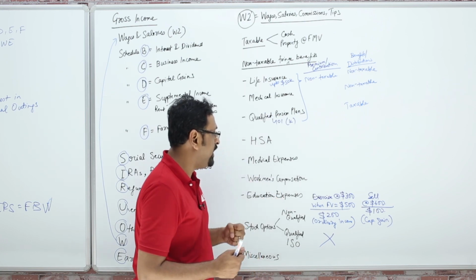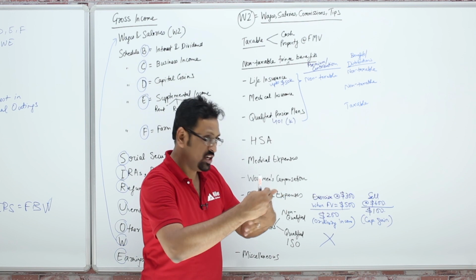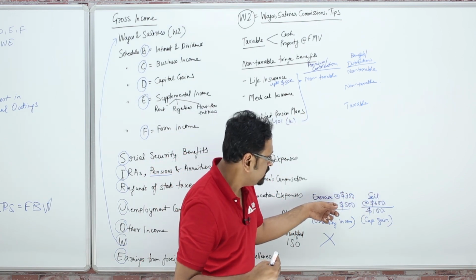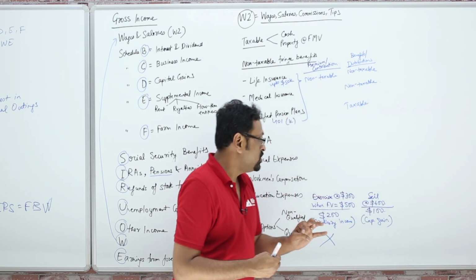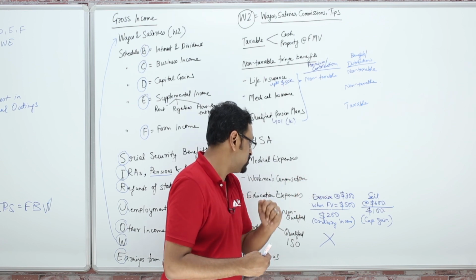So if it's a non-qualified stock option, you pay taxes first on exercise, and then let's say the price goes up further beyond the fair value on exercise. In this case the price went up a further $100, so the tax on $100 is paid on sale of the stock.